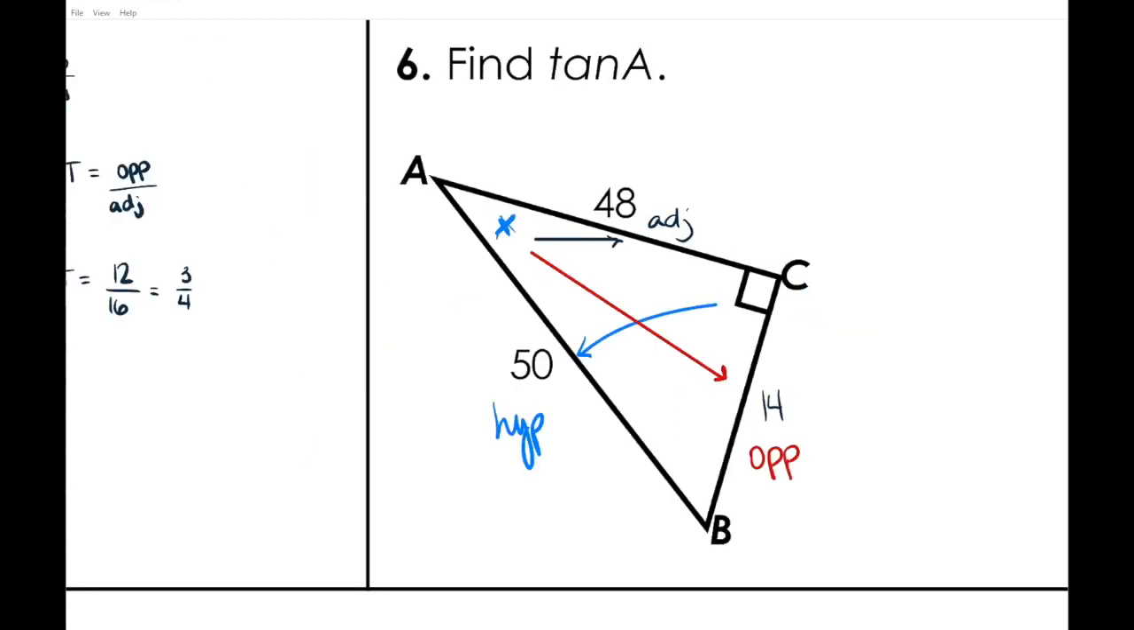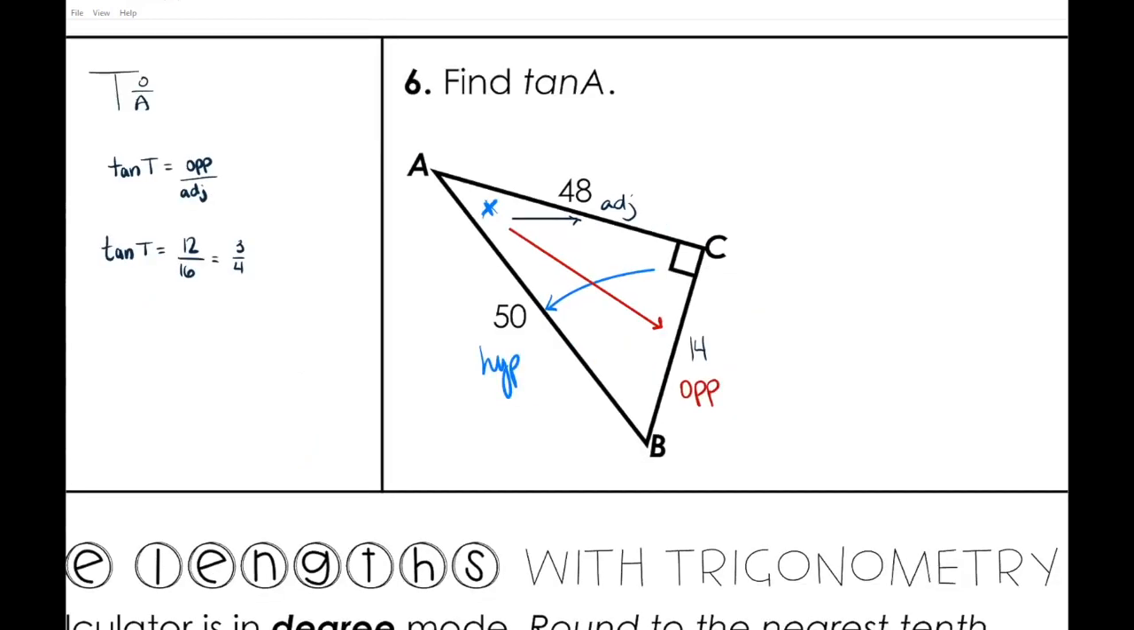So tangent is TOA, opposite over adjacent. So tangent of A is the opposite side over the adjacent side. Tan of A is 14 over 48. And that can reduce to 7 over 24.